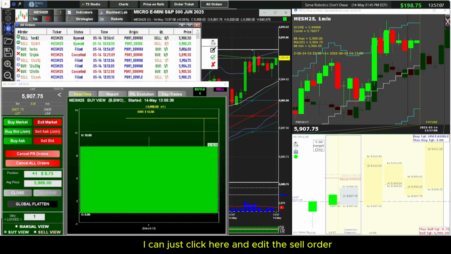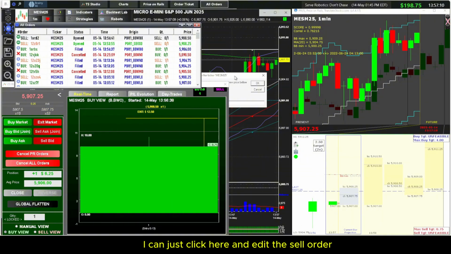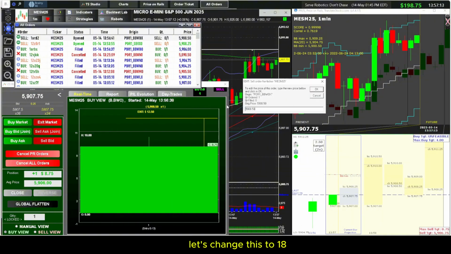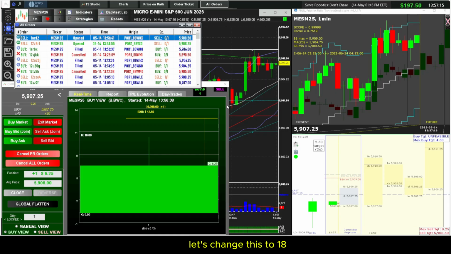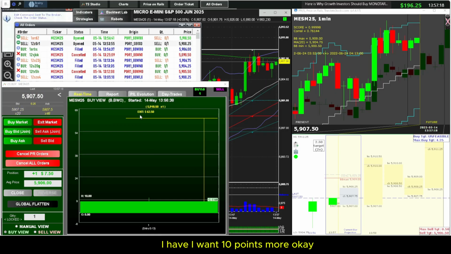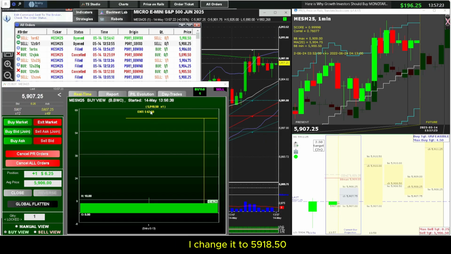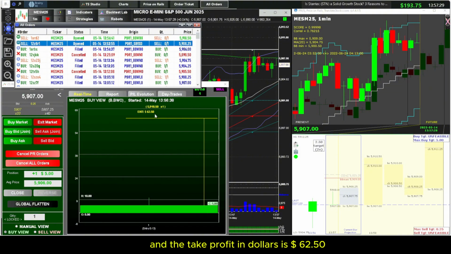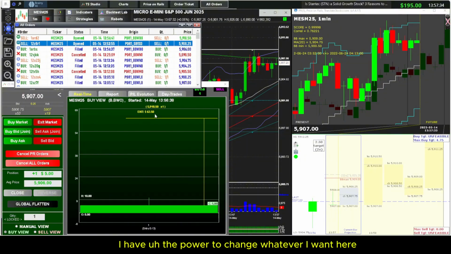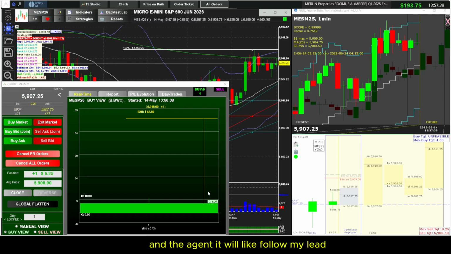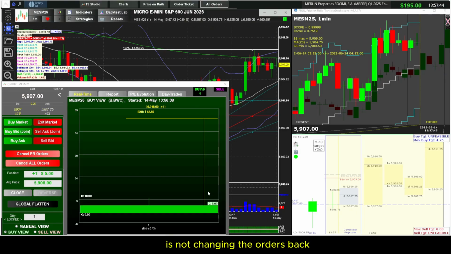I can just click here and edit the sell order. Let's change this to 18. I want 10 points more, okay? Now my take profit, I changed it to 59.18.5, and the take profit in dollars is 62.50. I have the power to change whatever I want here, and the agent will follow my lead. If I change the orders, it's not changing the orders back.